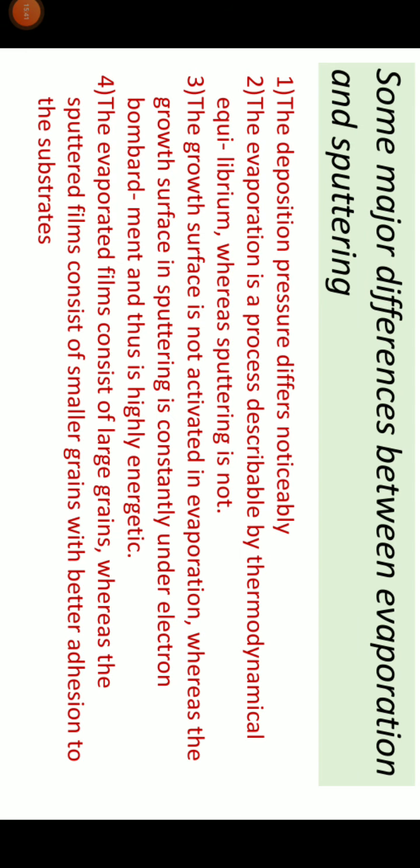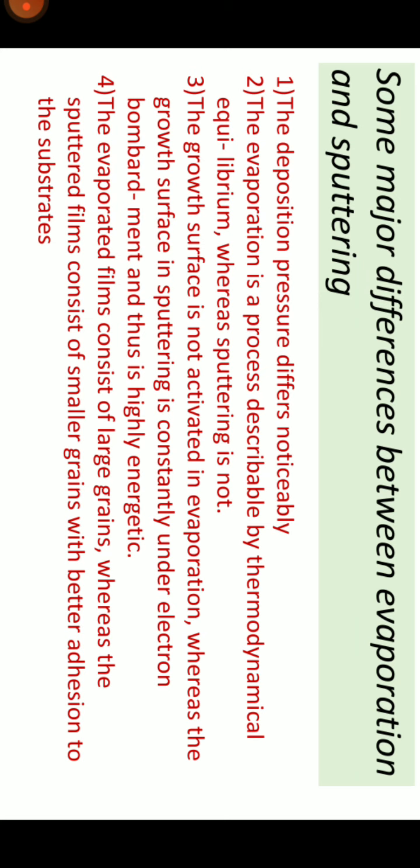So there are some major differences between the evaporation and sputtering. The deposition pressure differs noticeably, that is the evaporation uses typically low ranging pressures from 10 to the power minus 3 to 10 to the power minus 10 torr, whereas the sputtering requires a relatively high pressure of 100 torr. Then in evaporation, atoms and molecules do not collide with each other, but in sputtering the collision is taking place.